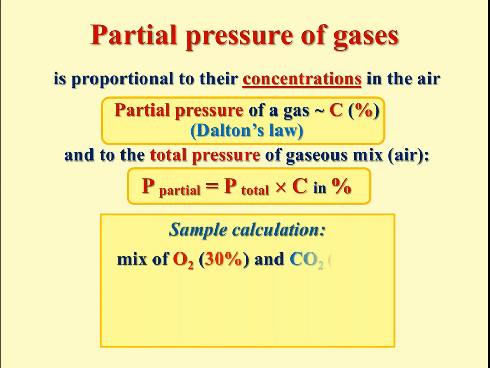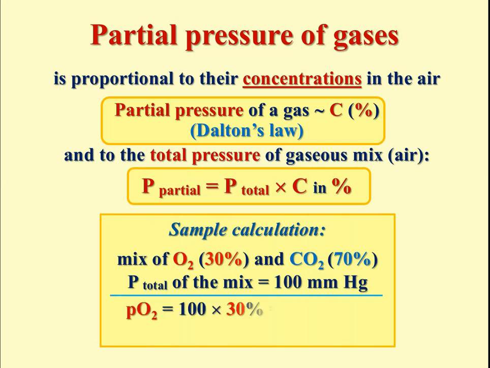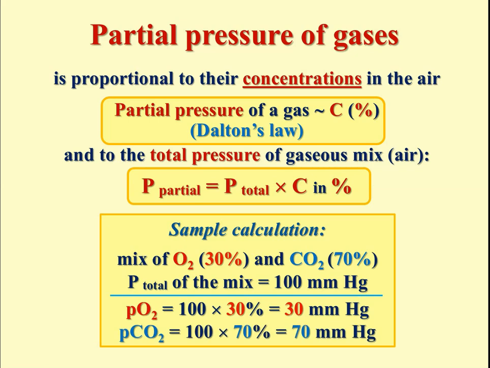Or let's make another sample calculation. Just imagine that gases mix when CO2 is present 70% and oxygen 30%. It's just for example. Our real air, of course, is different. Therefore, if total pressure, for example, let's take 100 millimeters mercury, correspondingly, the partial pressure, according to the previous equation, is 30 millimeters for oxygen and 70 millimeters for carbon dioxide. This is just a sample calculation that shows how we calculate the partial pressure of gases.